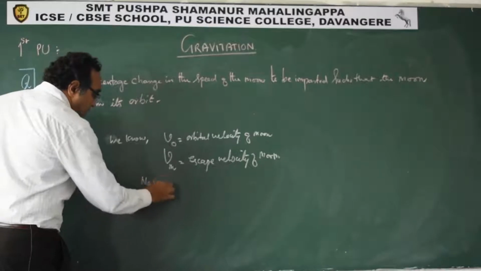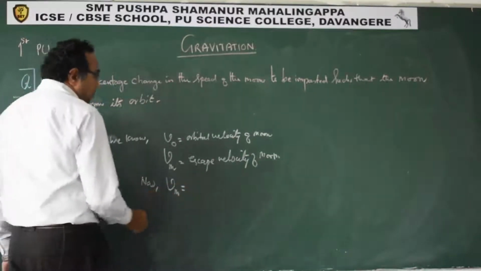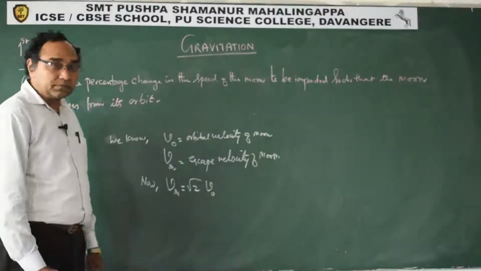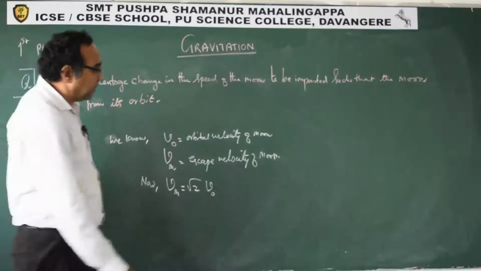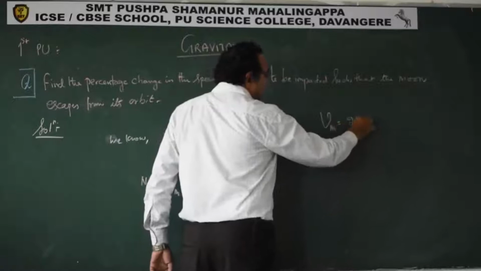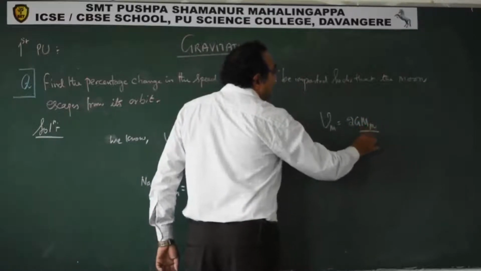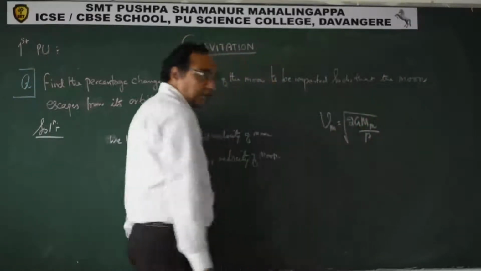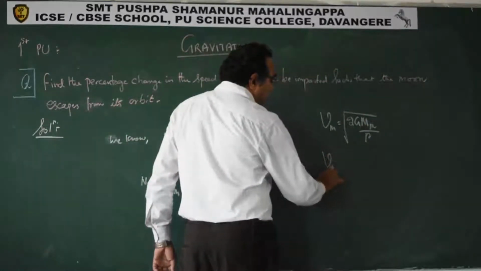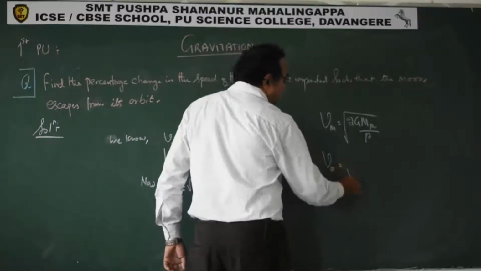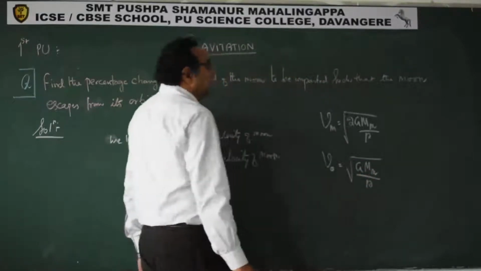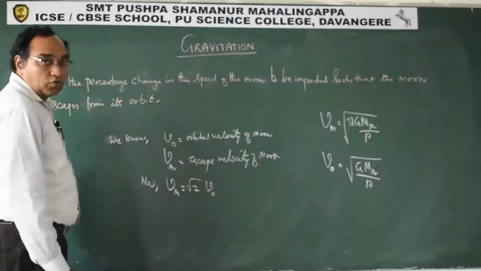Now escape velocity is root 2 times orbital velocity. That is known to us. We have seen that, na? Escape velocity from the moon is root of 2 G mass of moon upon its orbital radius. This is what we can say. Orbital velocity is root of G mass of moon by r. So what we can say, the two, root 2 times.